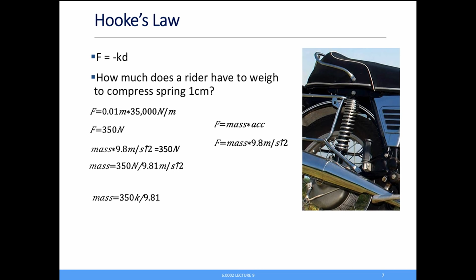And it says that the mass I need is 350 kilograms divided by 9.8. And that K refers to kilograms, not to the spring constant. Poor choice of example, but there I am. And if I do the math, it says I need a rider that weighs 35.68 kilos. And if you're not big on the metric system, it's actually a fairly light rider. That's about 79 pounds. So a 79-pound rider would compress that spring 1 centimeter.